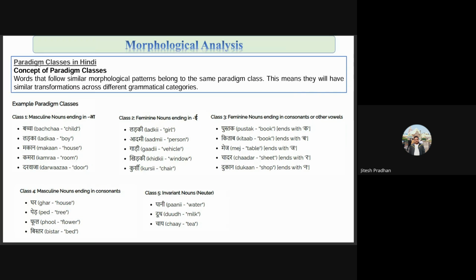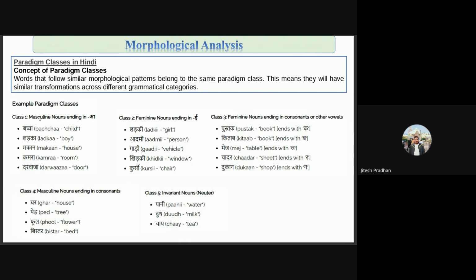Now we have paradigm classes in Hindi also. So what are paradigm classes? The concept of paradigm classes is that it's basically the morphological pattern belonging to the same paradigm class. So what does this mean? Words that have the same morphological pattern will have the same paradigm class. So basically we have to identify words and their morphological patterns so that we can find the paradigm class. This means they will have similar transformation across different grammatical categories.